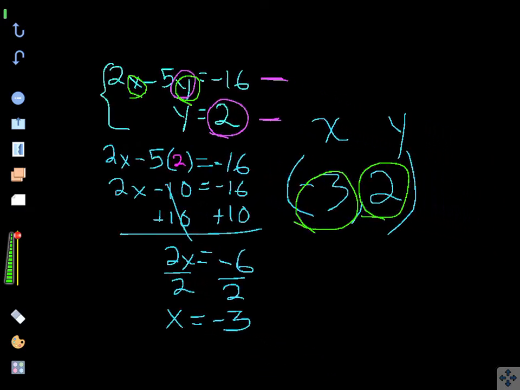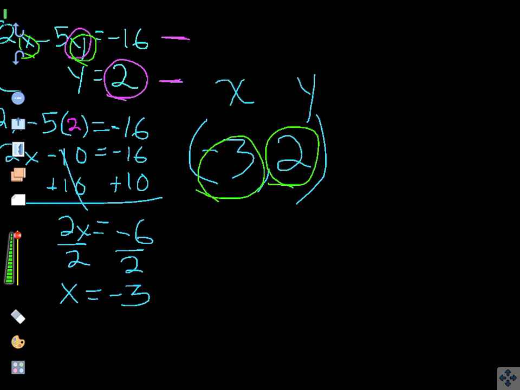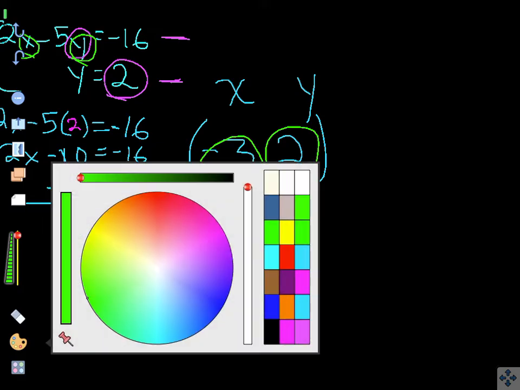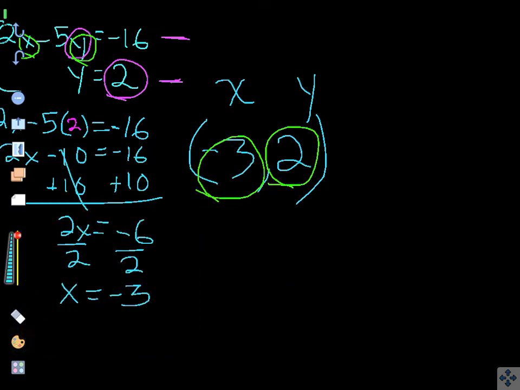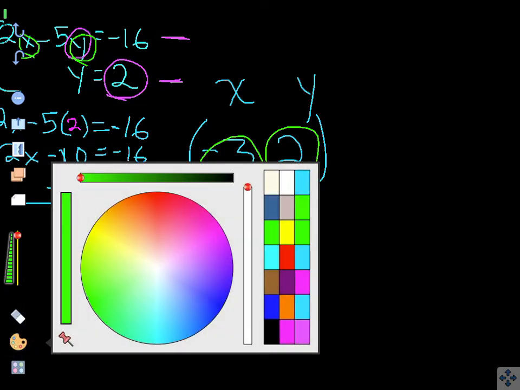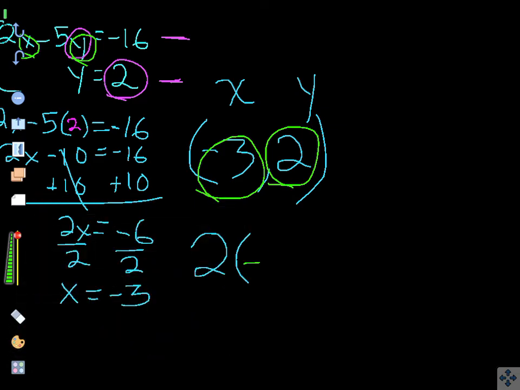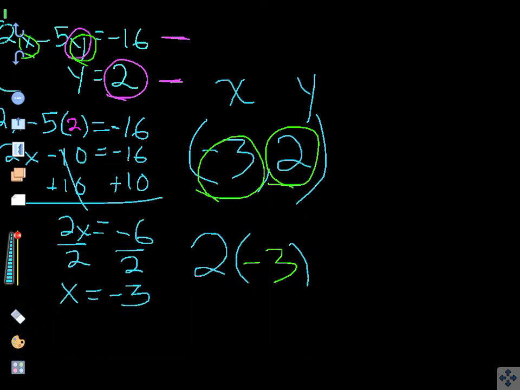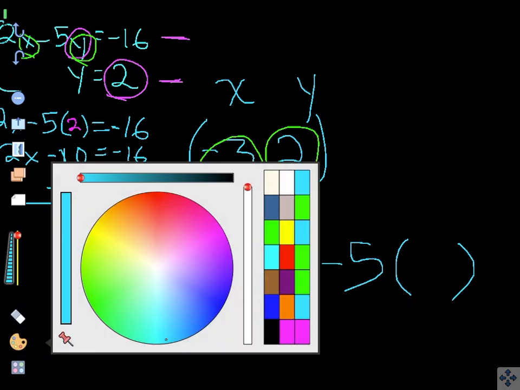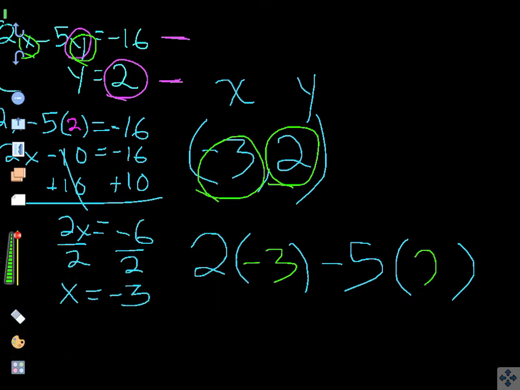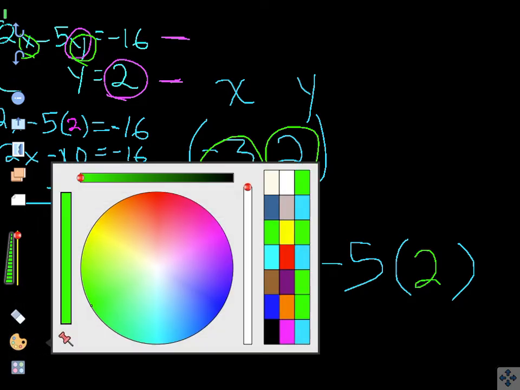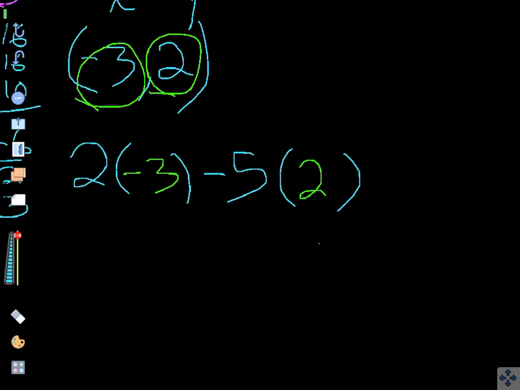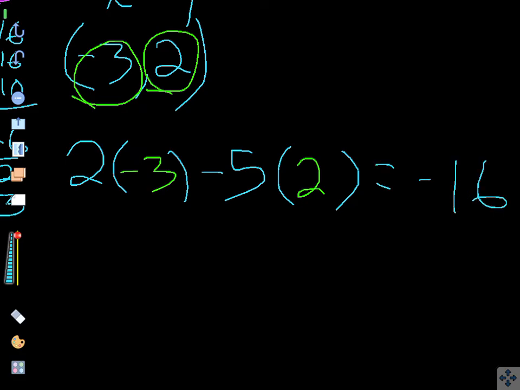All right, so let's check that top equation. So we'll do 2 times, and our x value was negative 3, minus 5 times our y value was 2. And the whole thing should equal negative 16 if we did it correctly.